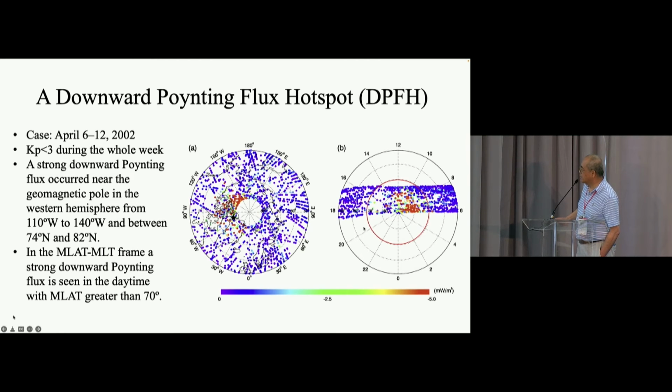So this is a negative, meaning downward, here. That's in one day, in the geographical system. When you map into magnetic latitude and magnetic local time coordinates, it means from about 8, or early morning, to the new sector, and around the magnetic pole, a little bit off, but it's in this region. So this is what they call the flux hotspots.